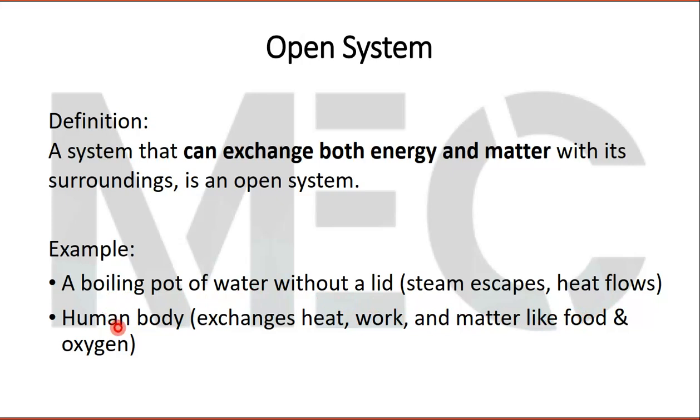A human body exchanges heat, work, and matter like food and oxygen. Food and oxygen are matter which we take, and of course we exchange heat. We do some work. So the human body is an open system.